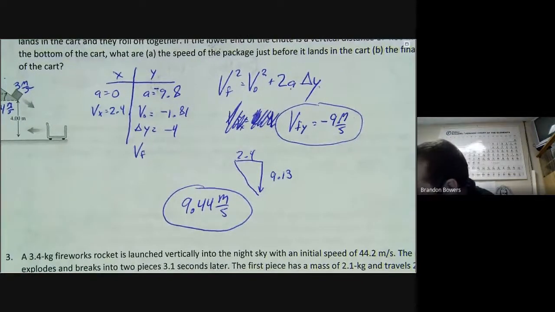Part B says the speed of the package just before it lands in the car. Oh, that's what we did. The final velocity of the car. What's important to know for this problem is that since the car is on the ground, the velocity of the package in the y direction does not affect the momentum of the car's motion. So we will only look at the momentum in the x direction.